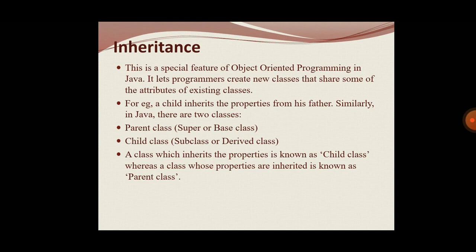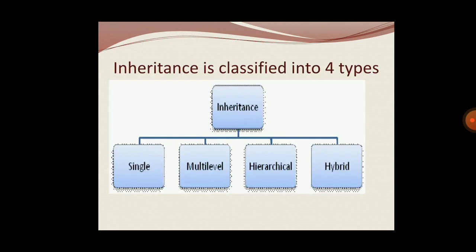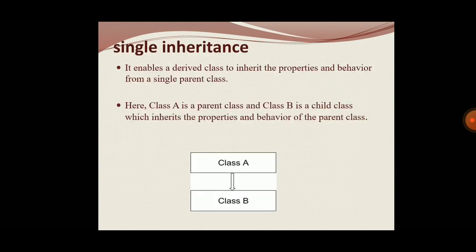In inheritance we have four different types, that is single inheritance, multi-level inheritance, hierarchical inheritance and hybrid inheritance. Single inheritance first: to inherit the property and behavior from a single parent class. In this example, A is the parent class and B is the child class, in which the property and behavior of the parent class is inherited by the child class B.